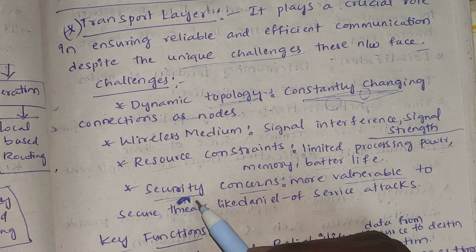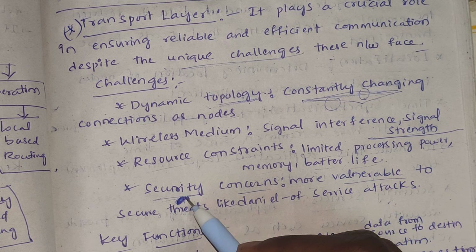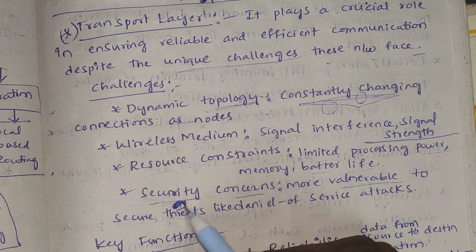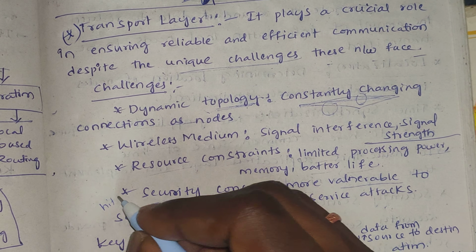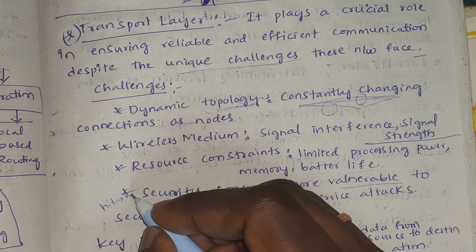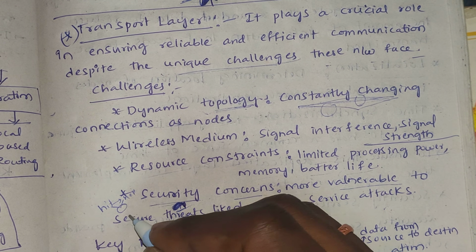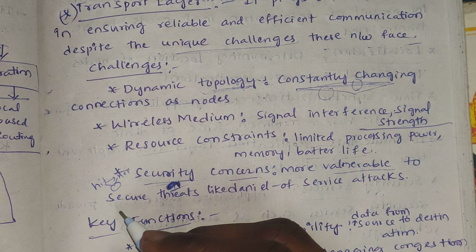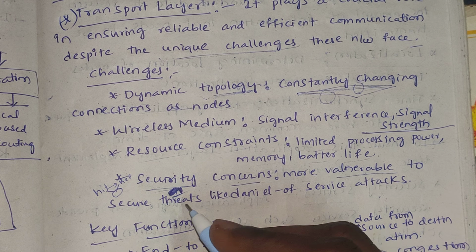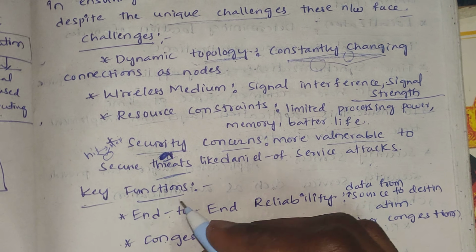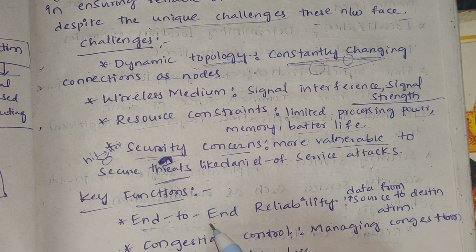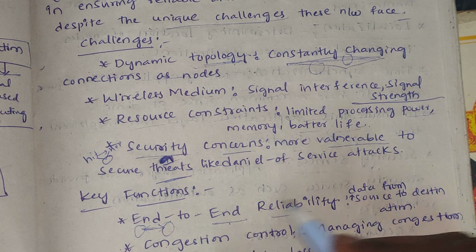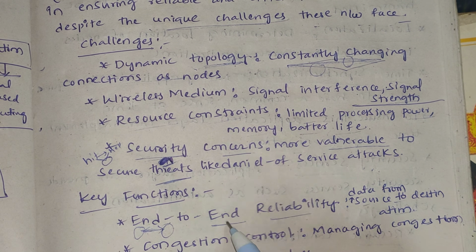Why? Because there are denial of service attacks and many threats occurring in the transport layer while transferring data. For example, we send hi, and the receiver may receive hello because of the lack of security in ad-hoc networks, as there is no fixed infrastructure. No infrastructure means there might be threats. Next, key functions of the transport layer. End-to-end reliability: end-to-end means source to destination, data transferring from source to destination.